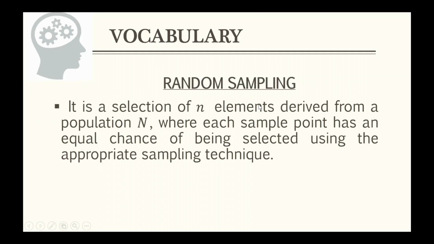Random sampling. It is a selection of n elements derived from a population N, where each sample point has an equal chance of being selected using the appropriate sampling technique. In other words, random sampling is a process of selecting samples from a population. In a population, everyone is given a chance to be chosen using the appropriate sampling technique. In this definition, you can see the symbol small letter n that is for the sample size, and the capital letter N is for the population size. The question is, what are the appropriate sampling techniques?